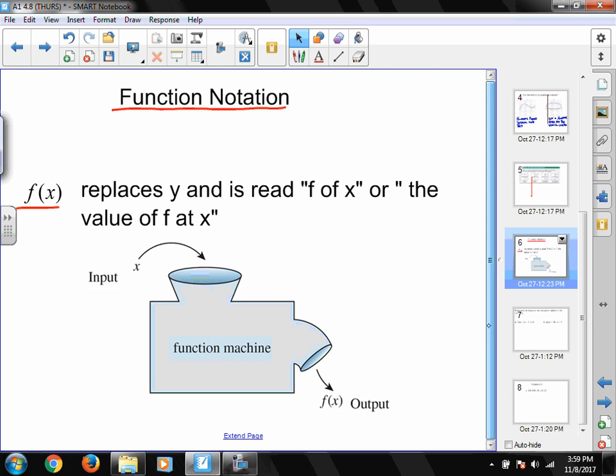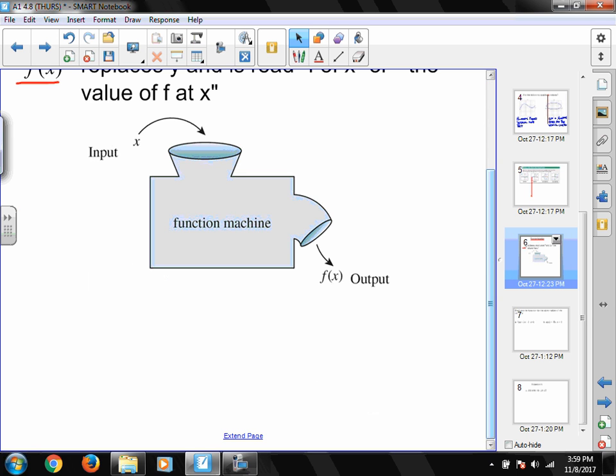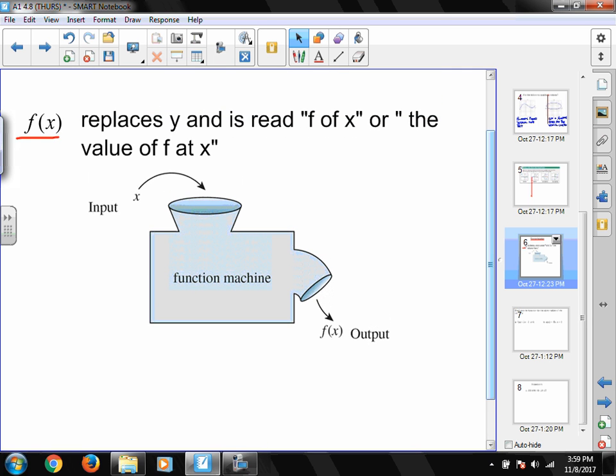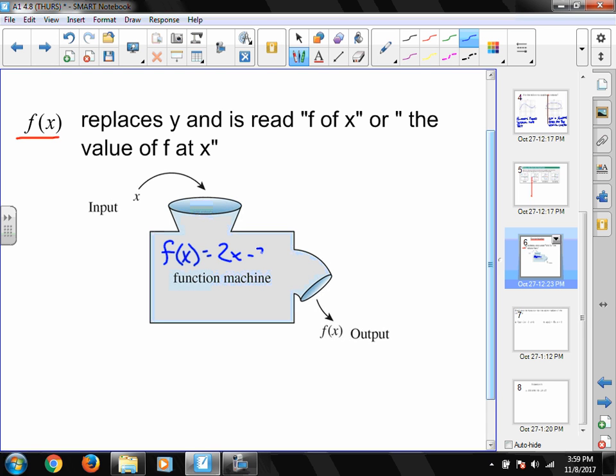So the way we talk about functions a lot, at least to introduce them, we talk about them as a function machine. So the whole deal with the function machine is if you input an x, you run it through the function machine, you should be able to know exactly what you're going to get with this output. So if I have my function, f of x is equal to 2x minus 3.